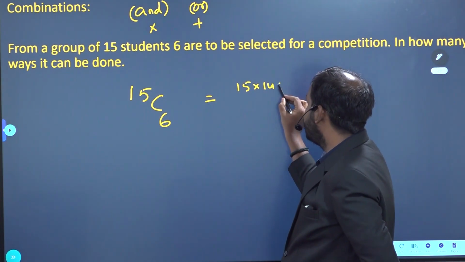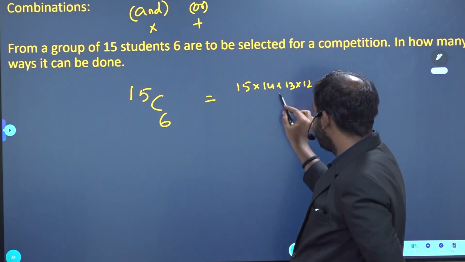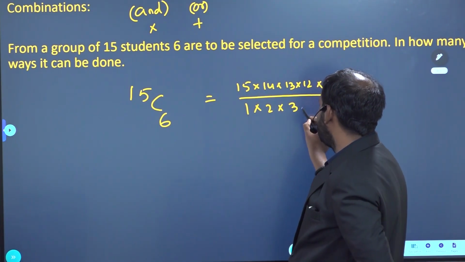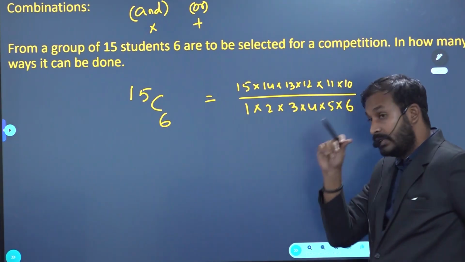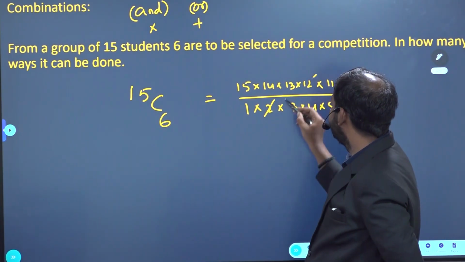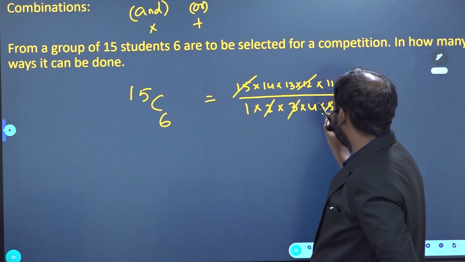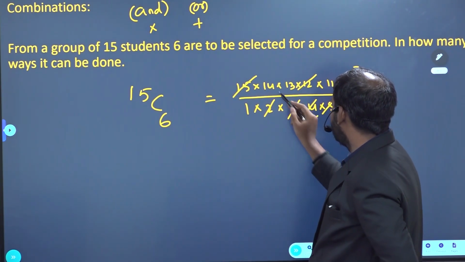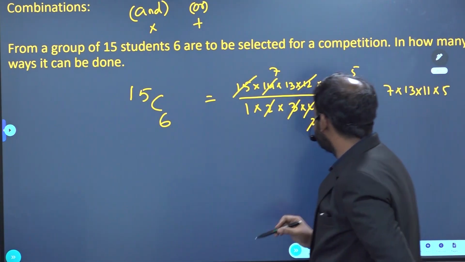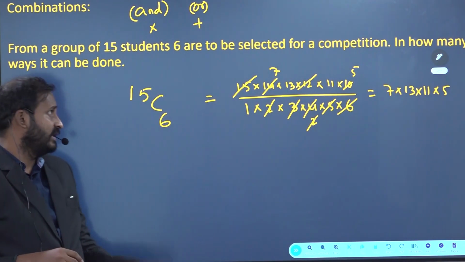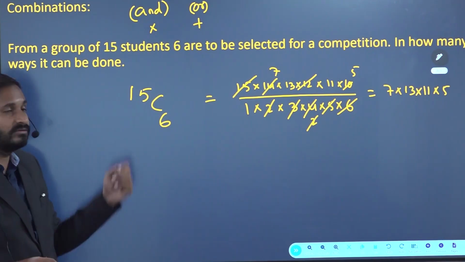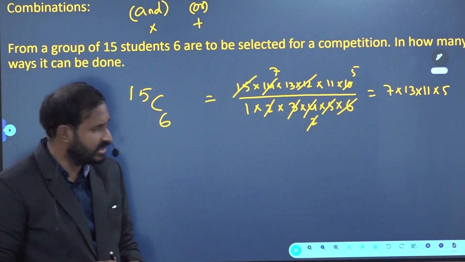15C6 is 15 into 14 into 13 into 12 into 11 into 10 by 1 into 2 into 3 into 4 into 5 into 6. We don't have any other choice, definitely we need to do it in this manner. This is the simplest method. Now 6 2s are 12, 5 3s are 15, 4 2s are 8, and at last the values left are 7 into 13 into 11 into 5. Multiply them to get the final answer. This is just an example, so no need to waste time calculating. The understanding is: from 15 students, I need to select 6 students.